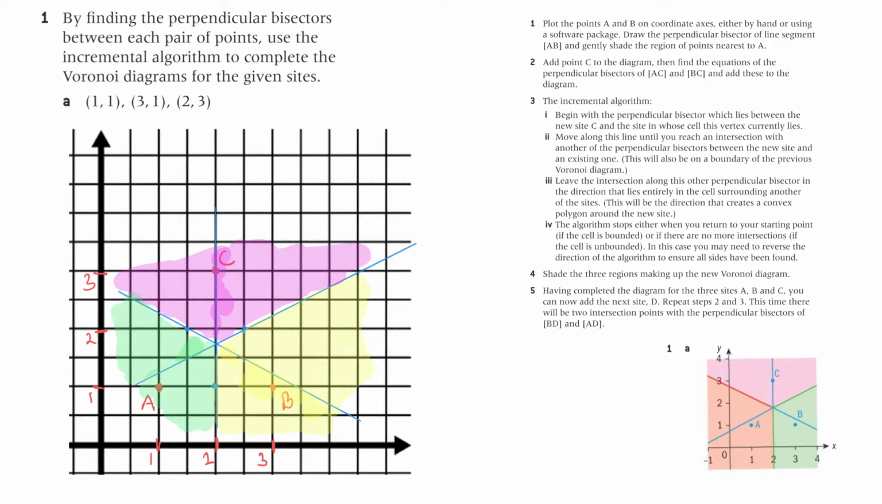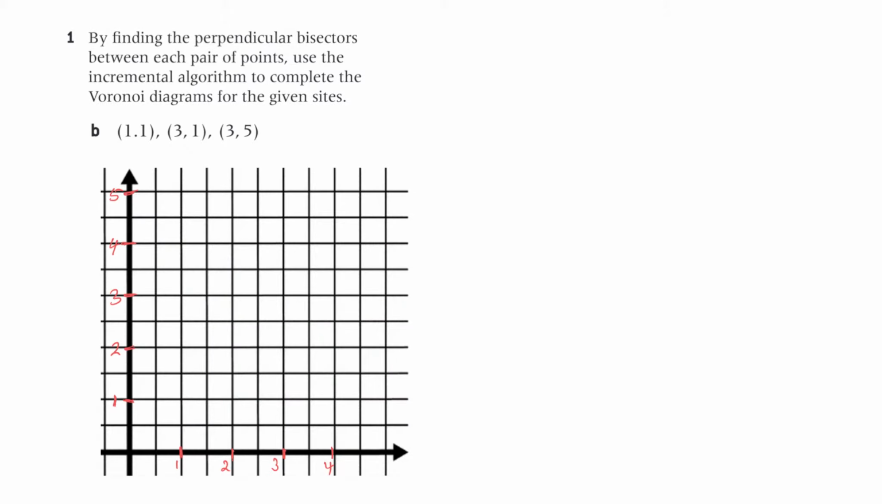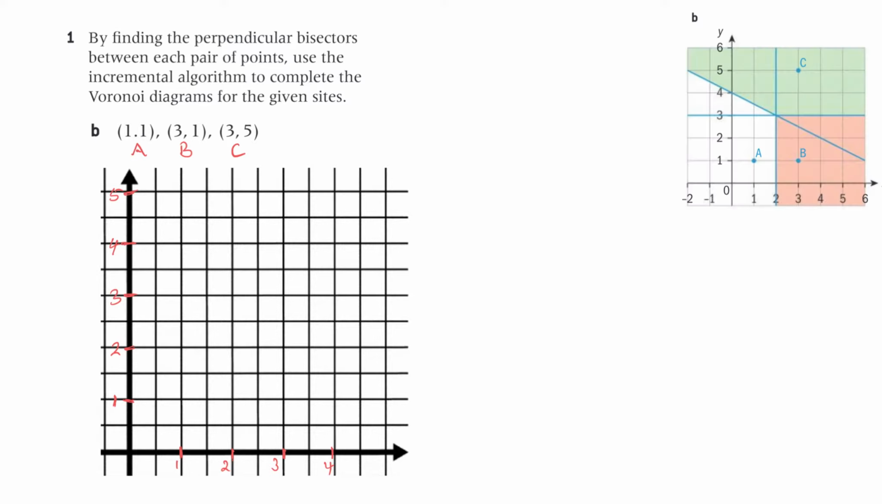Here we go. And that looks quite similar to this one over here. Good. So that's 1A. Let's have a look at 1B. Okay, we're going to use 3 different points here. We'll call that A and B and C. All right, the first step again is to plot these points.